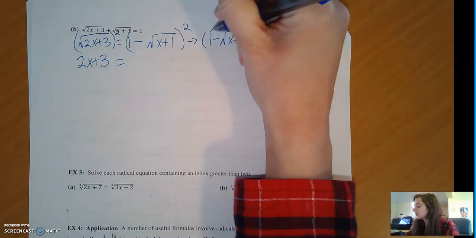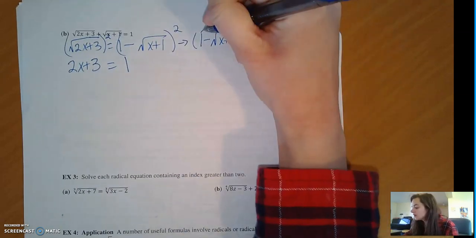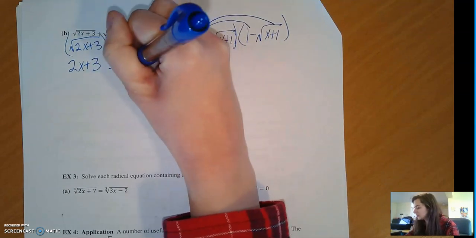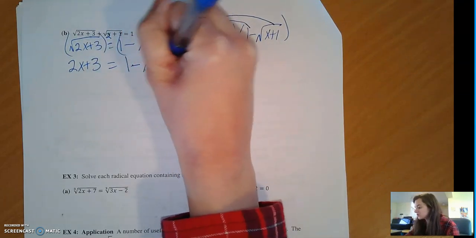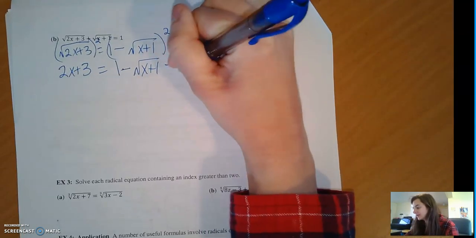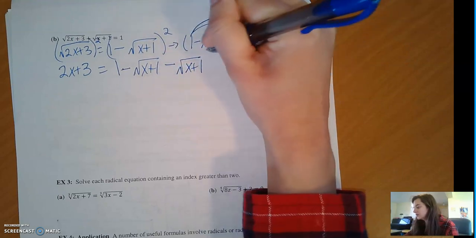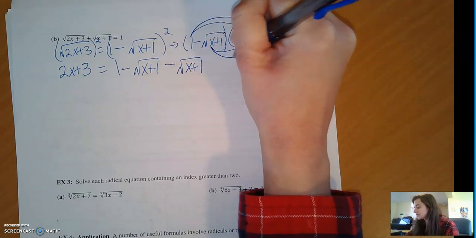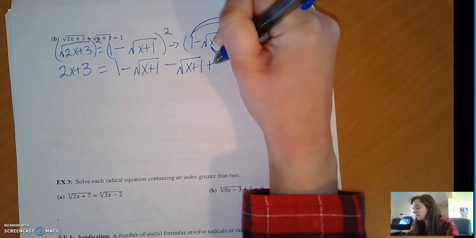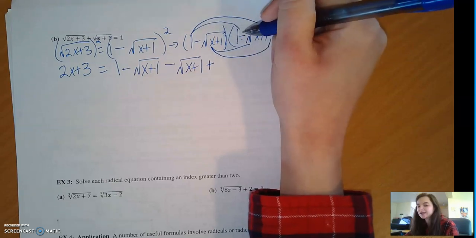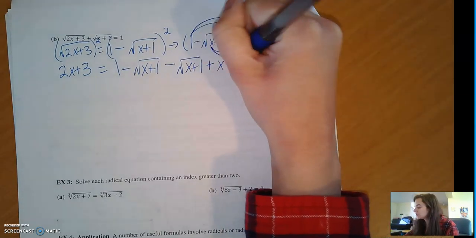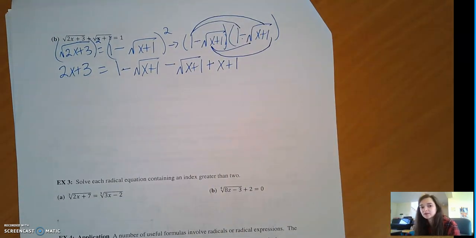So when you distribute, you'll have 1 times 1, which is 1. You're going to have 1 times the negative square root of x plus 1, so that would be minus the square root of x plus 1. You're going to have the negative square root of x plus 1 times 1, so that would be another minus the square root of x plus 1. And you're going to have the negative square root of x plus 1 times the negative square root of x plus 1. So a negative times a negative will give us a positive. And then you're actually going to have the square root of x plus 1 squared, which is going to undo each other, which is great. We'll have just plain old x plus 1 out of the radical after that.